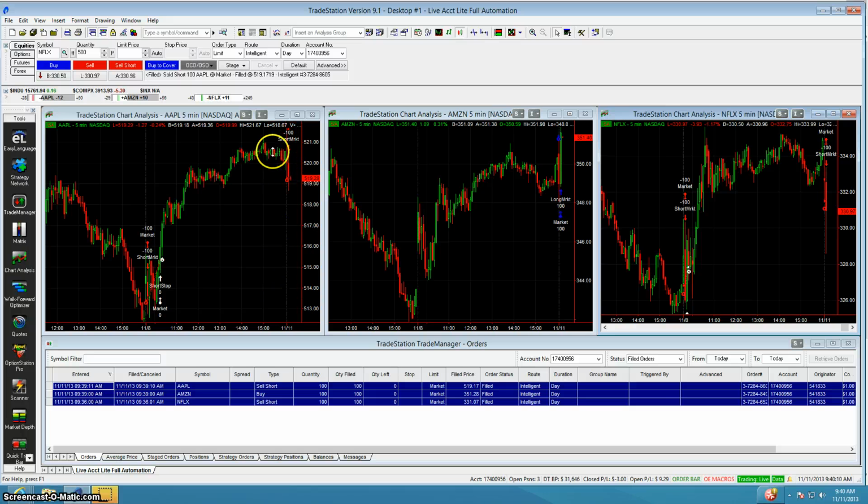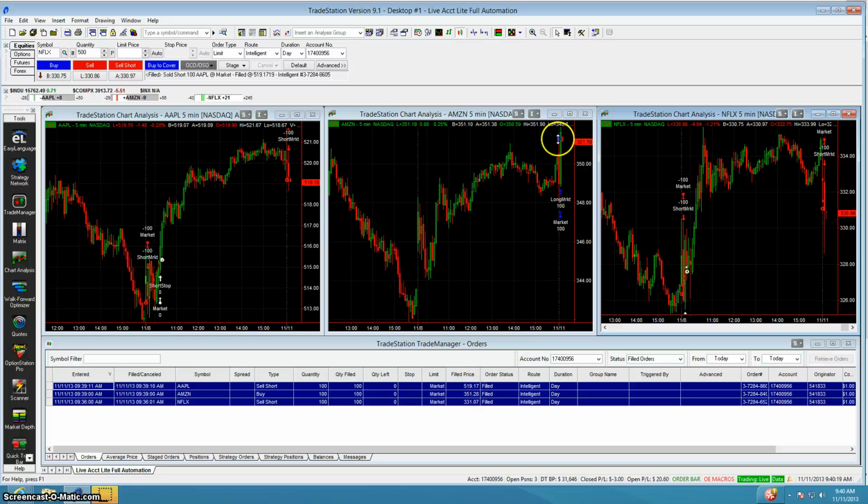As you can see, we are short Apple. We entered Apple at 519.17. We're long on Amazon. We bought Amazon here at 351.28, and then again we're short Netflix. So we've got two short positions and one long position this morning. That's the great thing about the strategy, it does trade both long and short, so you can make money in either an up market or a down market.